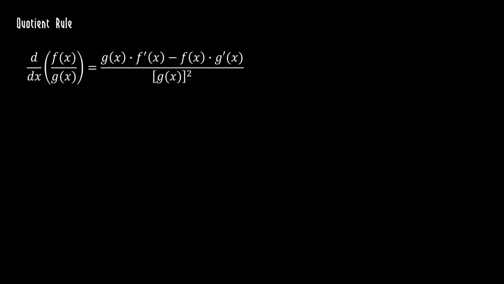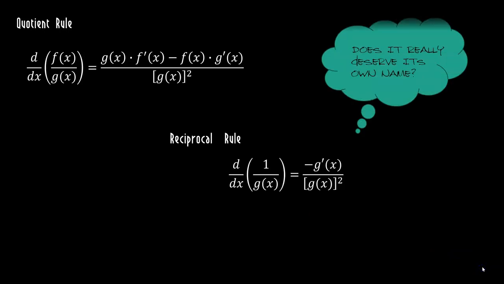Now let's look at the quotient rule. We have f over g, we take the bottom, multiply it by the derivative of the top, minus the top times the derivative of the bottom, all over the bottom squared. If you just have a constant on top, we have something called the reciprocal rule. So let's do some quotient rule practice.